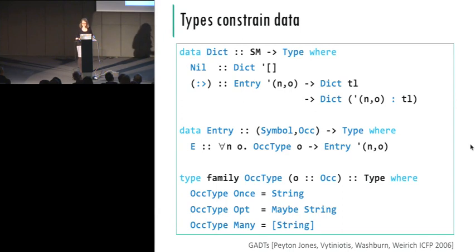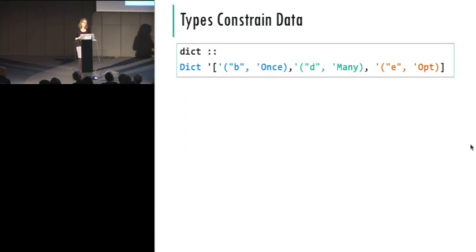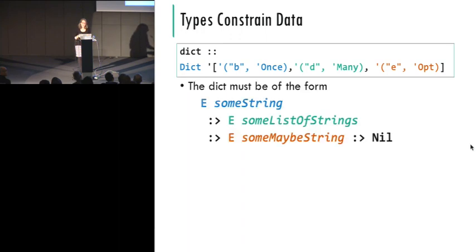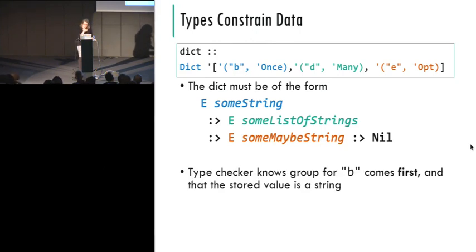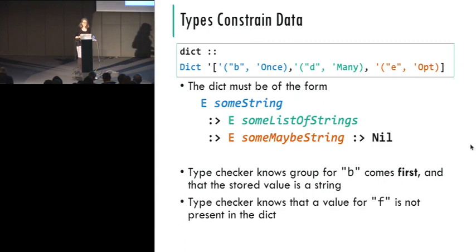Right? And so what that means is, when we see a dictionary, when we see something that has this type, we know a lot about it. We know it must be of a very particular form, right? It must have some string for B, it must have some list of strings for D, and then it must have an optional string, a maybe string, for E, for that extension, right? And so the type checker knows at compile time the order that the values are stored, and so then we can use type class resolution to access those values with the get function. And because the type checker knows at compile time that there's not an F in there, that's how we can do a type error.